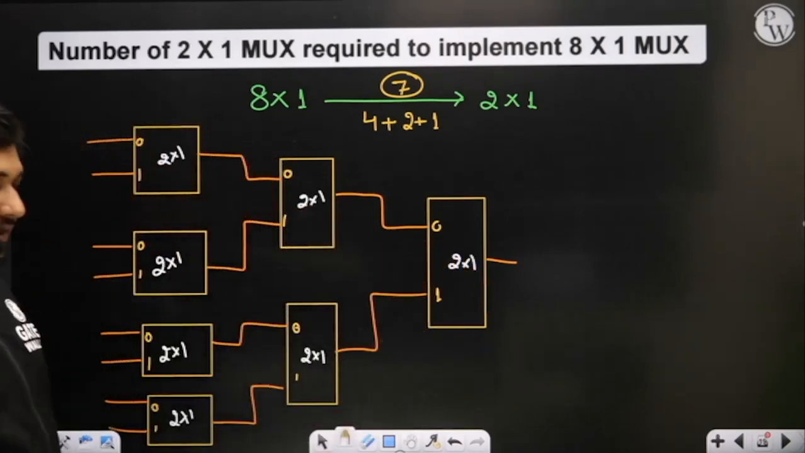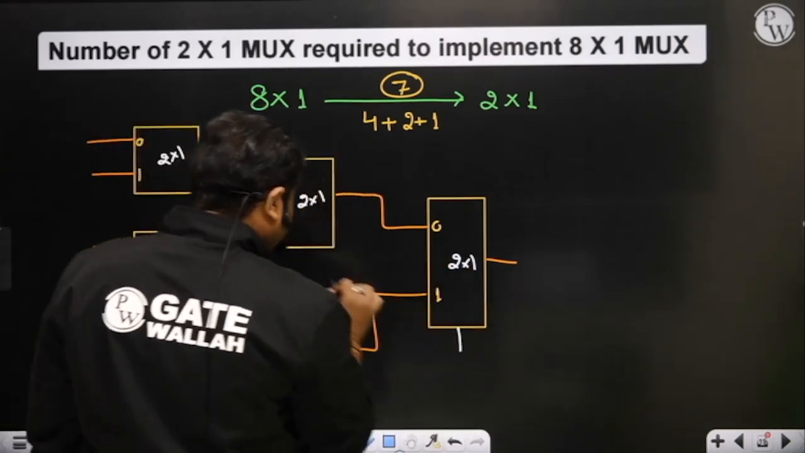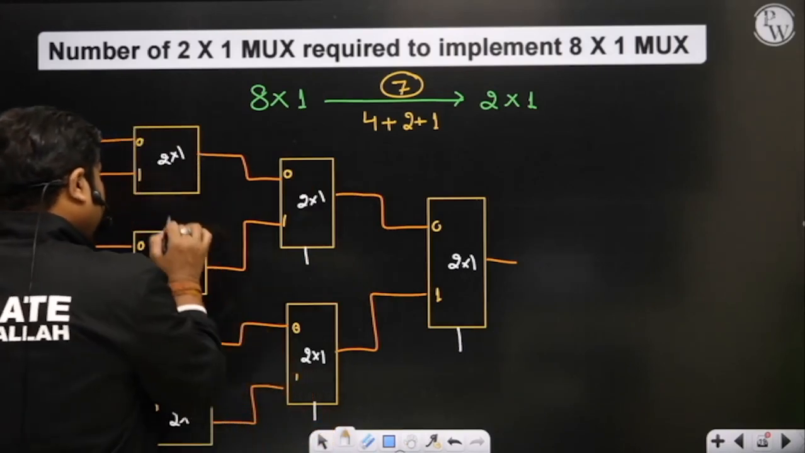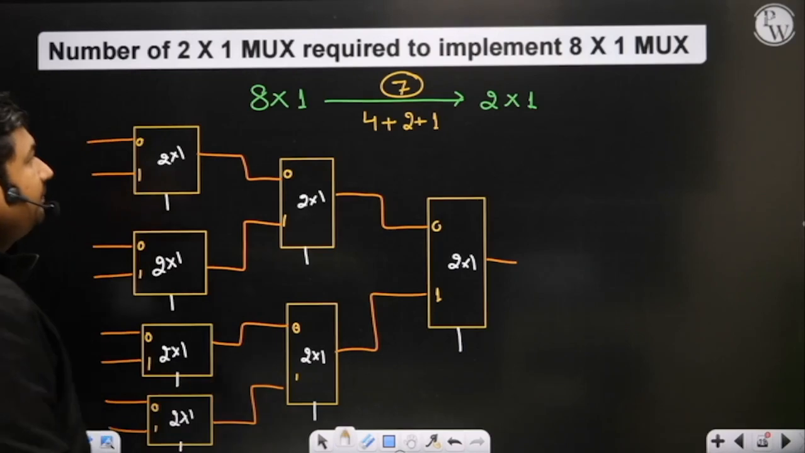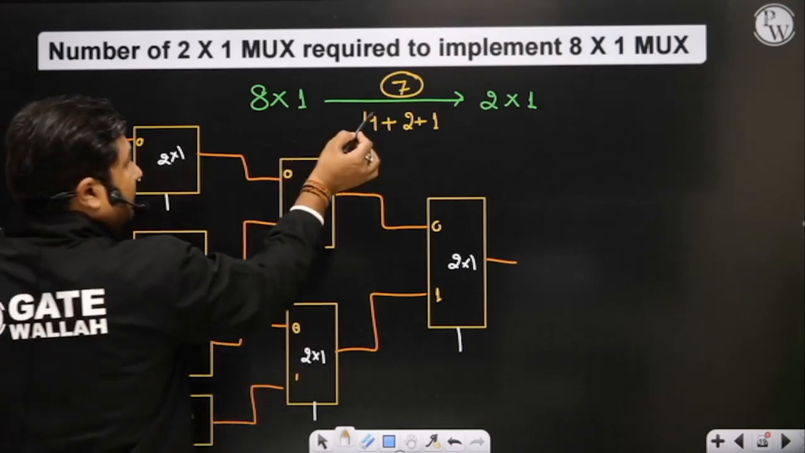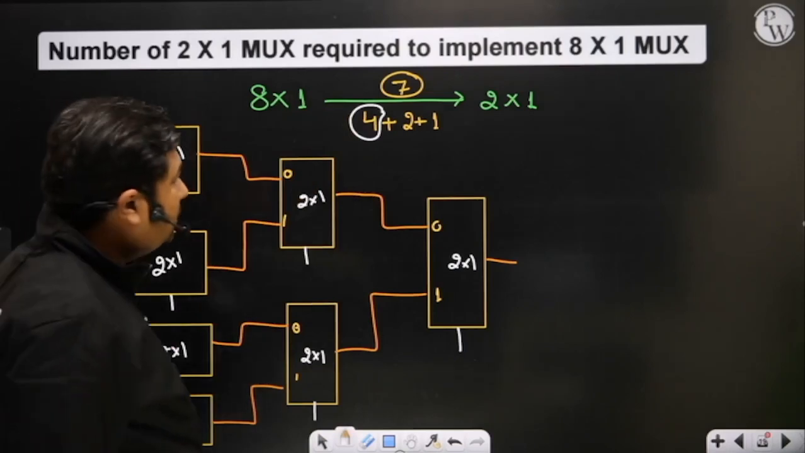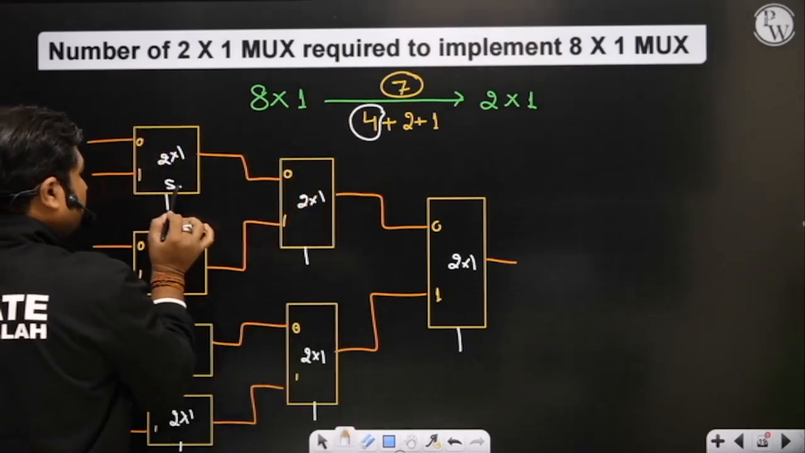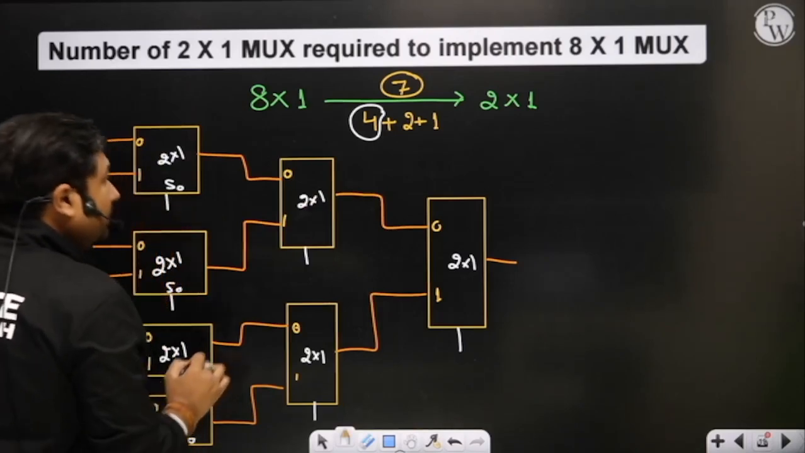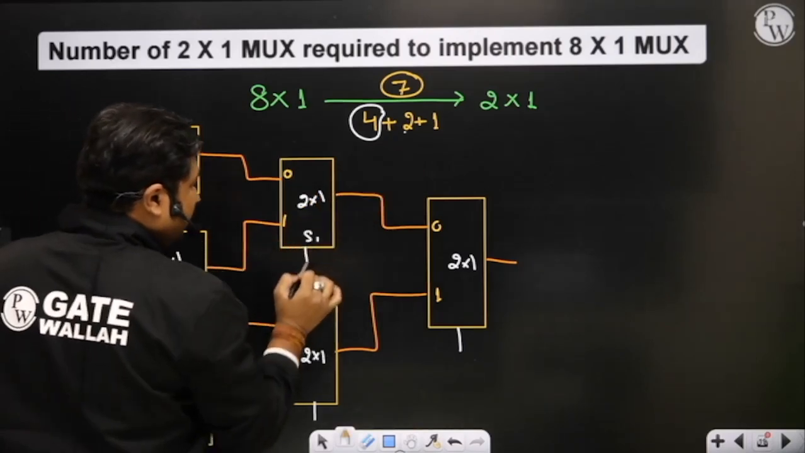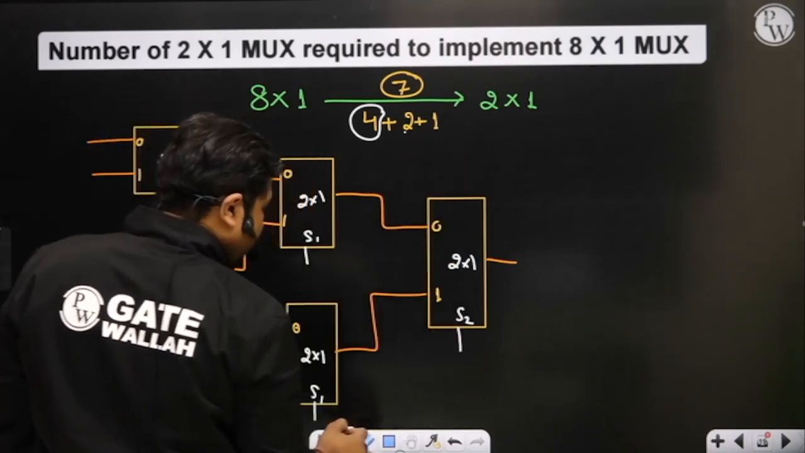Is it okay? Great, sir. How to put the select lines? We have a total of 3 select lines in an 8 cross 1 multiplexer. We started dividing and writing from left to right. So these 4 will have the LSB, S0. Then these 2 will have the next significant bit, S1. And this one will have the most significant bit, S2.